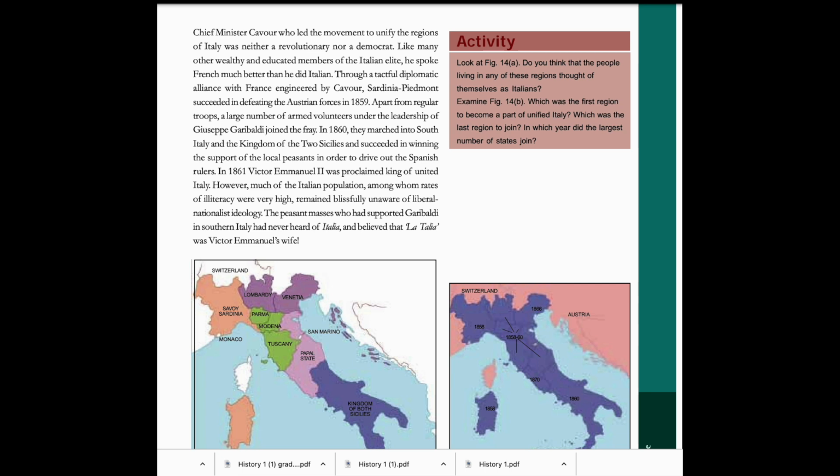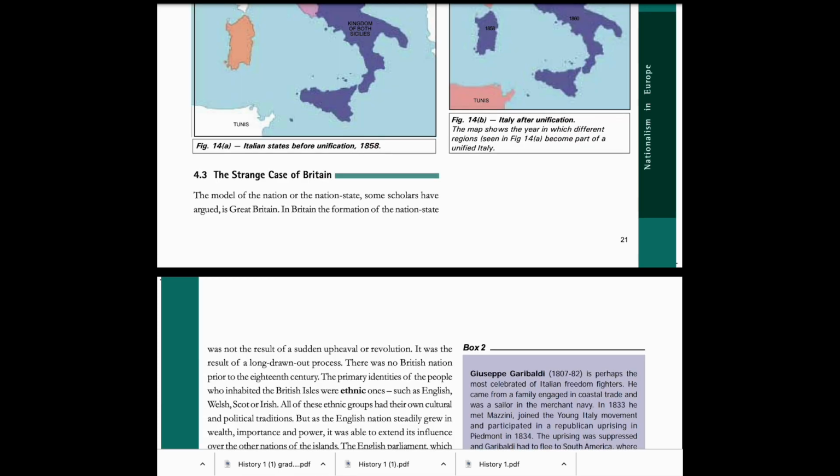However, much of the Italian population, among whom rates of illiteracy were very high, remained blissfully unaware of liberal nationalist ideology. The peasant masses who had supported Garibaldi in southern Italy had never heard of Italia and believed that La Talia was Victor Emmanuel's wife.